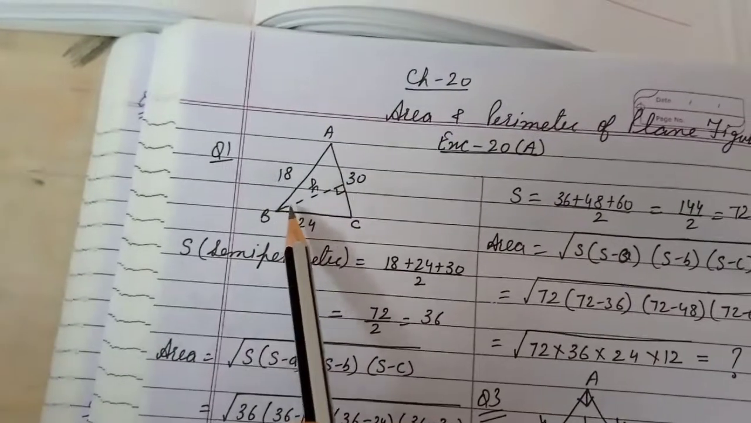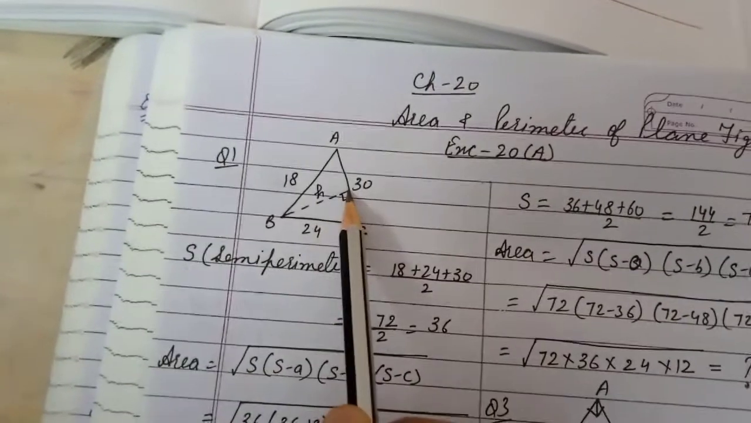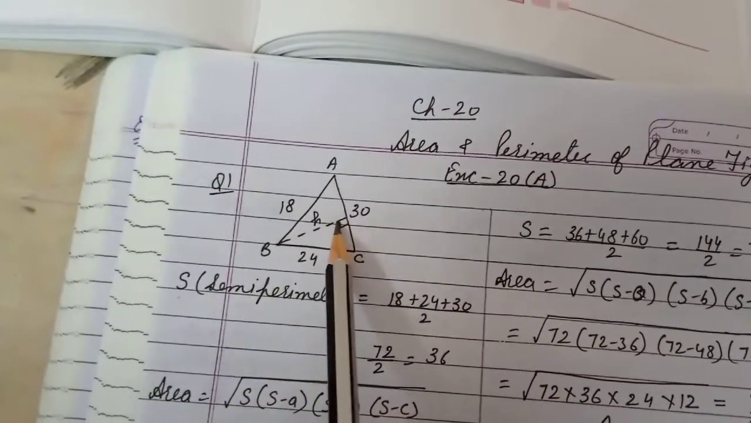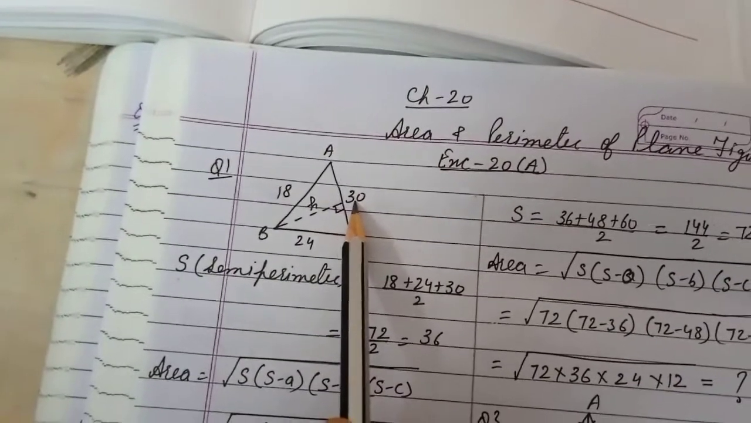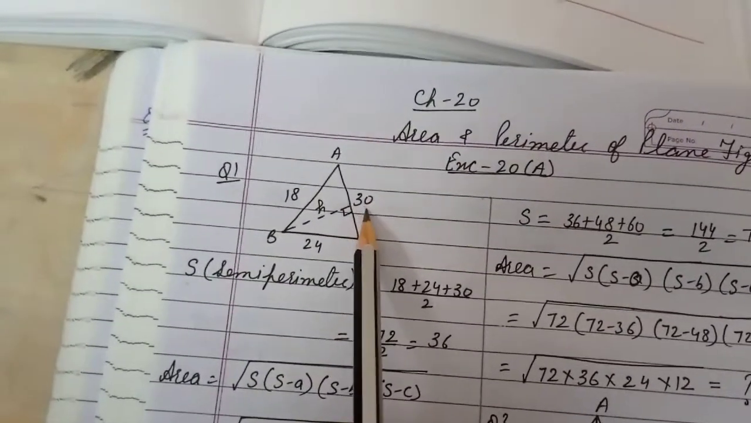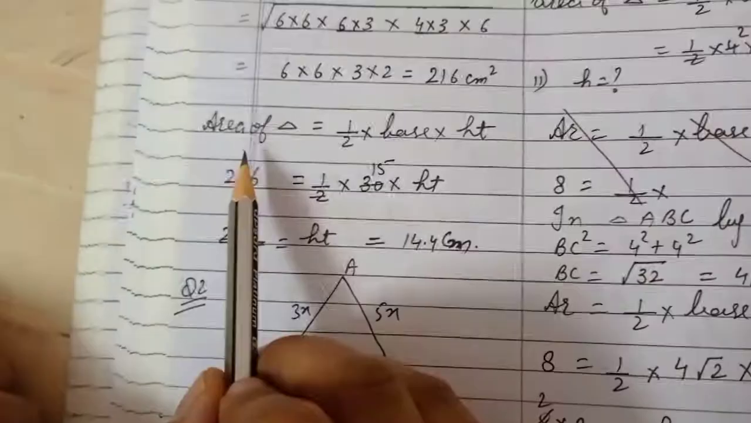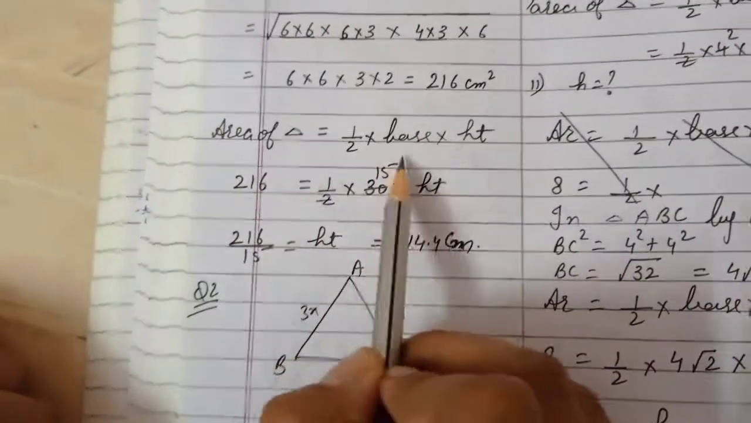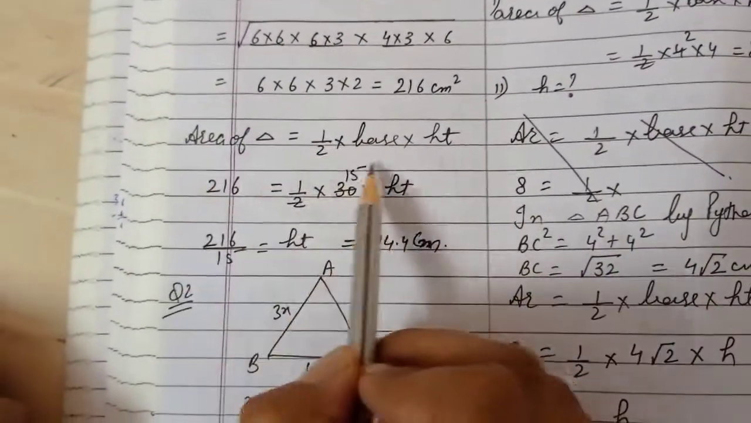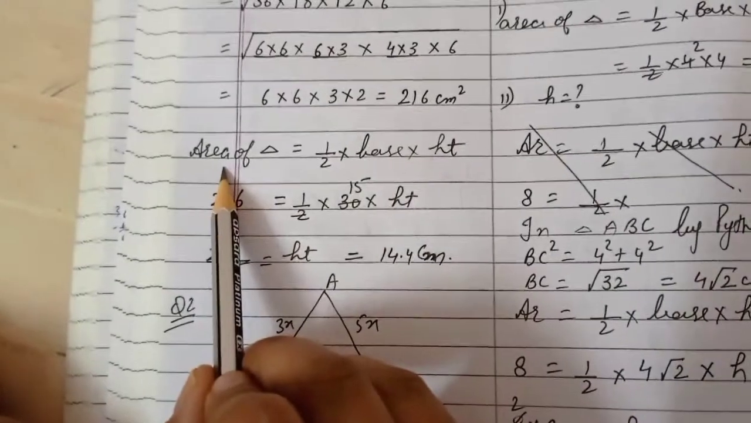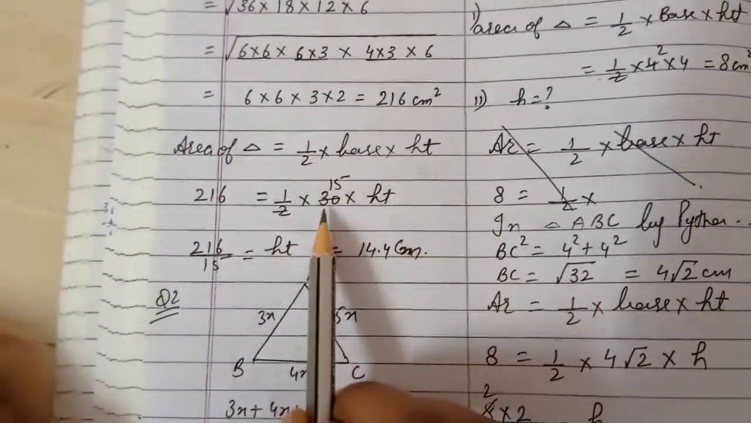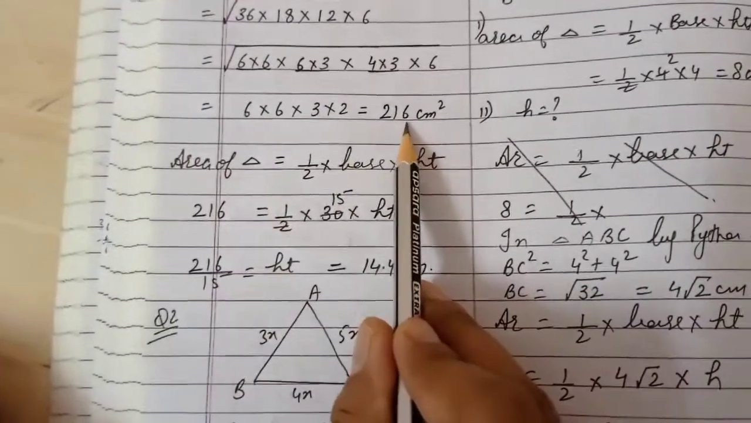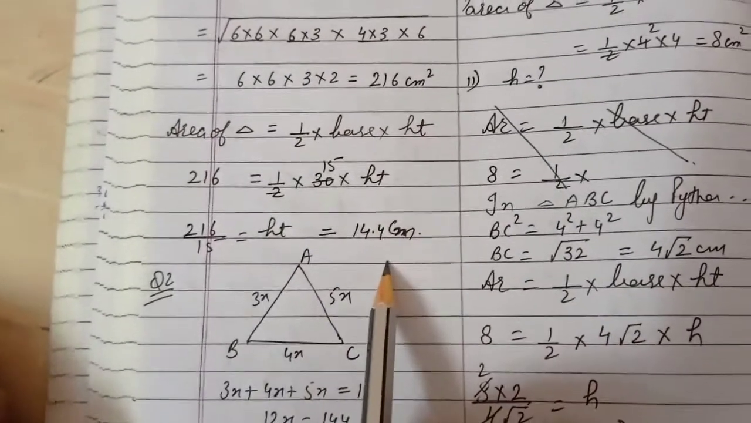So always remember, the side on which the altitude stands is the base of the triangle. Clear? So in this case, what is the base? 30. Area of triangle is half base into height. I am going to use this formula. Why? Because I have the area now. I have the base, base is 30. Area we already found. Put the values and we can find the height.